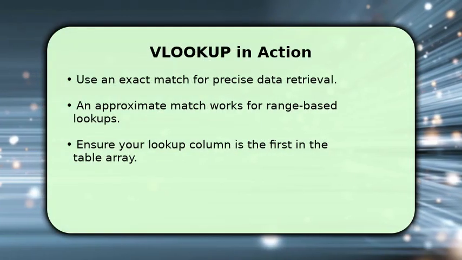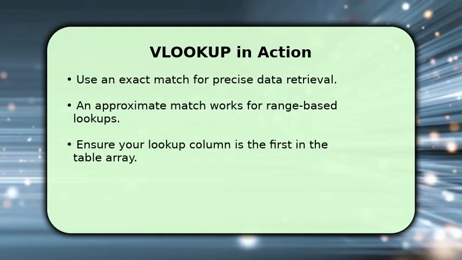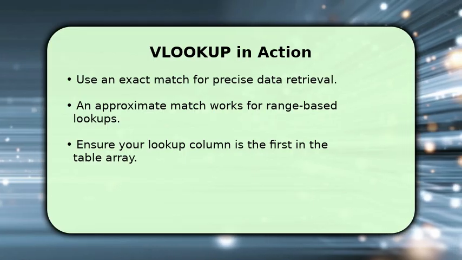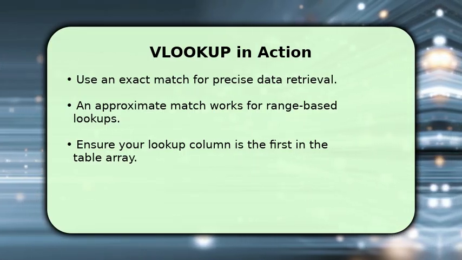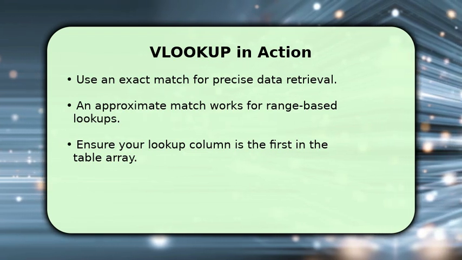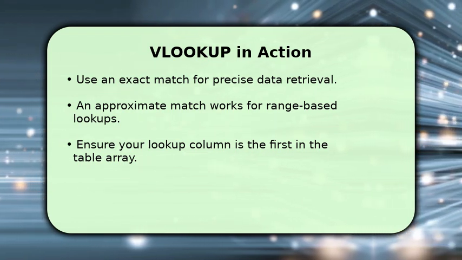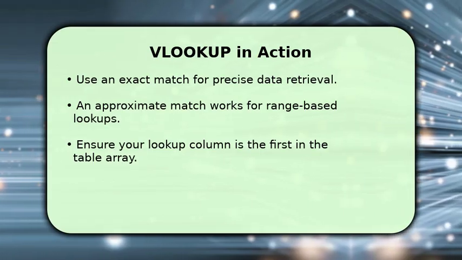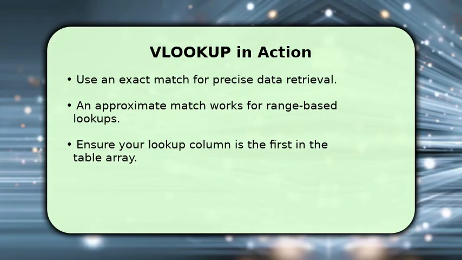For most common scenarios, you'll want an exact match, indicated by false or 0 in the range lookup argument. This ensures VLOOKUP finds only identical values. An approximate match, using true or 1, is useful for things like tax brackets or grading scales.